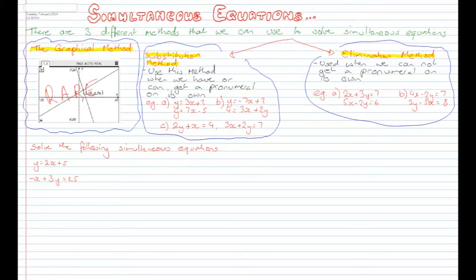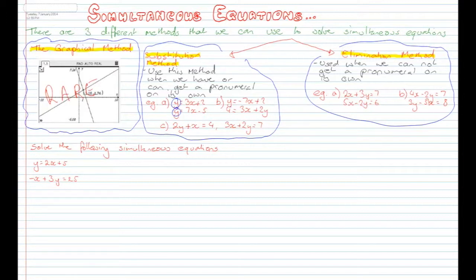So what I mean by that is if you come down here to these questions, we can have a look and see if there's any pronumerals on their own. For example, you can see that the y here is on its own in both these questions. So what you could do is write y equals 3x plus 2. Instead of writing y here, you could write the 3x plus 2 because we know that they're equal.